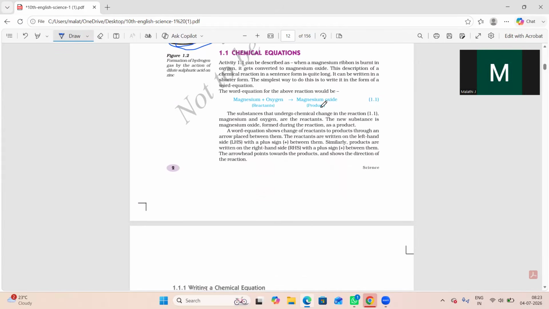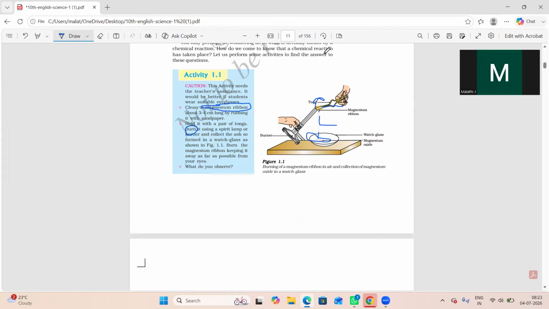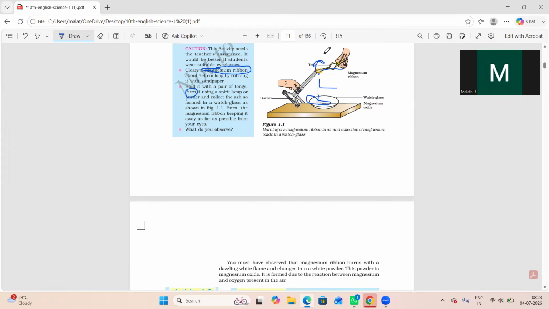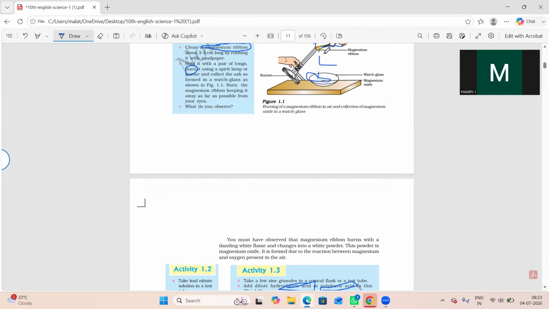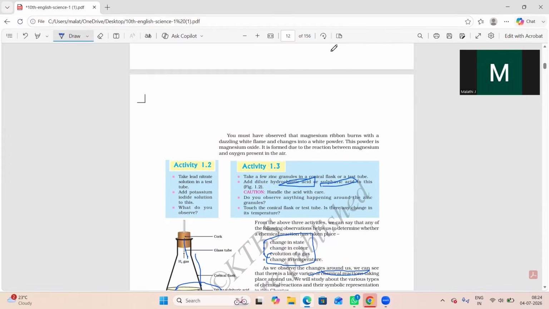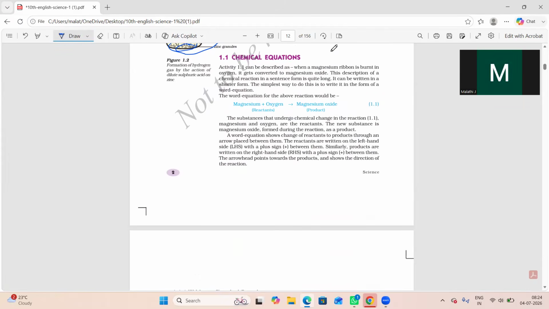What is the process we had taken here? It is very difficult to write everything. We have to take a magnesium ribbon, expose it to the air, then burn it. You will collect a white powder. That is not a good way to write, it is difficult to write. So there is a short form we should write.